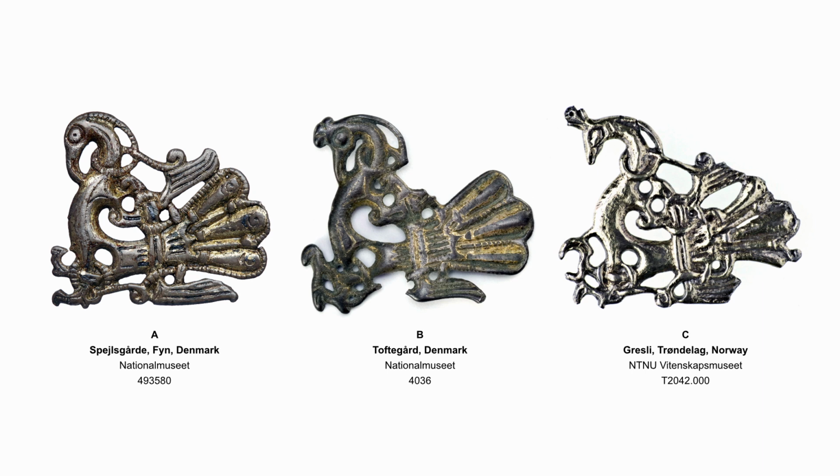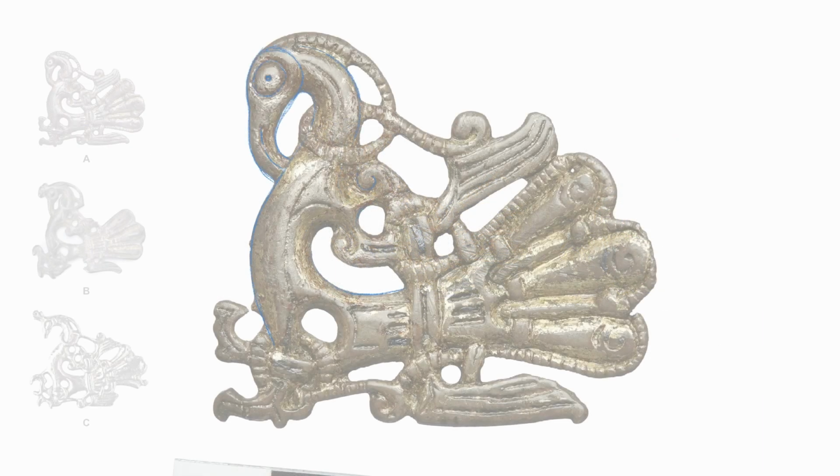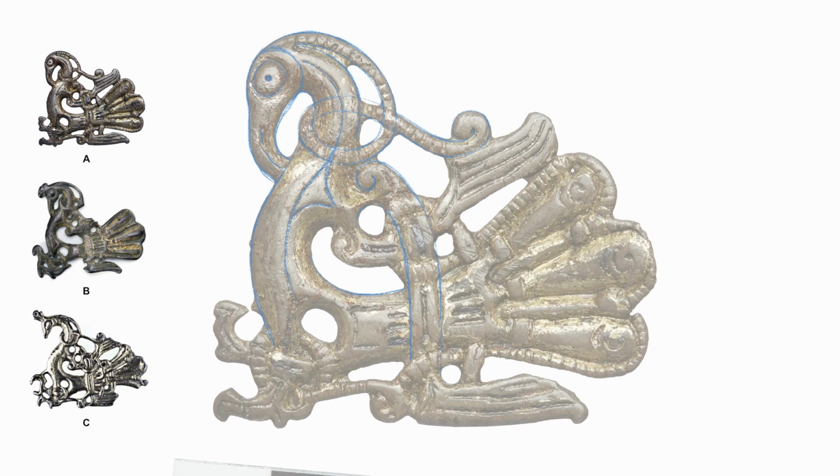Birds A and B are both from Denmark and most similar in both overall design and in details. To me, they look like they are most true to the original, as well as the Urnes-style principles in general, though they are each missing details present in the other examples.